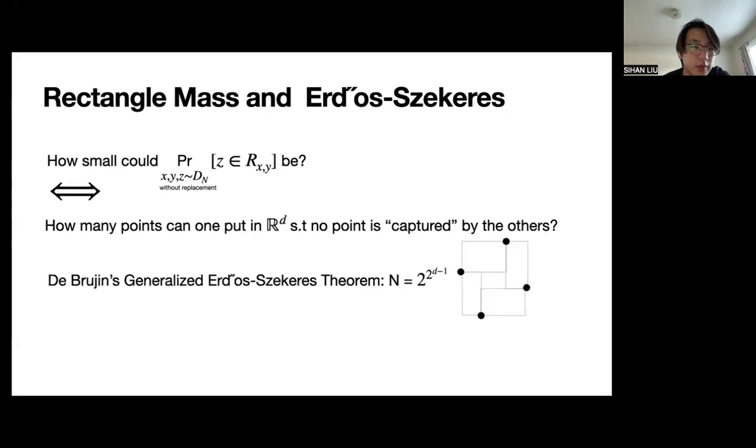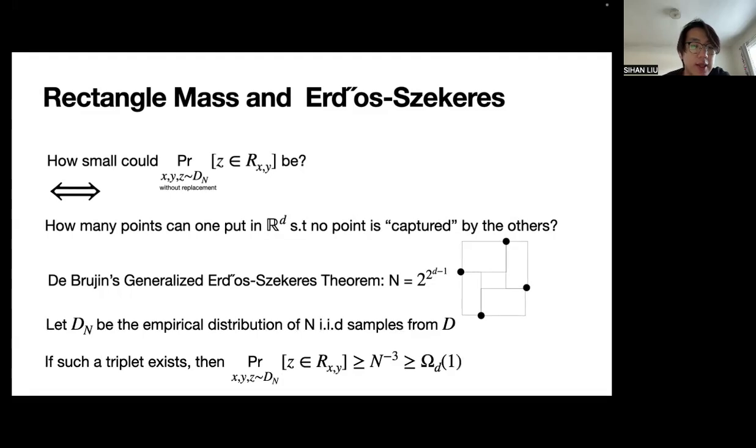others? This turned out to be a classical result shown by de Bruijn, which served as a high-dimensional generalization of the famous Erdős–Szekeres theorem. In particular, de Bruijn shows that one can embed at most n equal to 2 to the power of 2 to the power of d minus 1 many points in the space satisfying this condition, and one cannot add more points to it. We can then leverage the result to derive a lower bound on the probability of our concern.